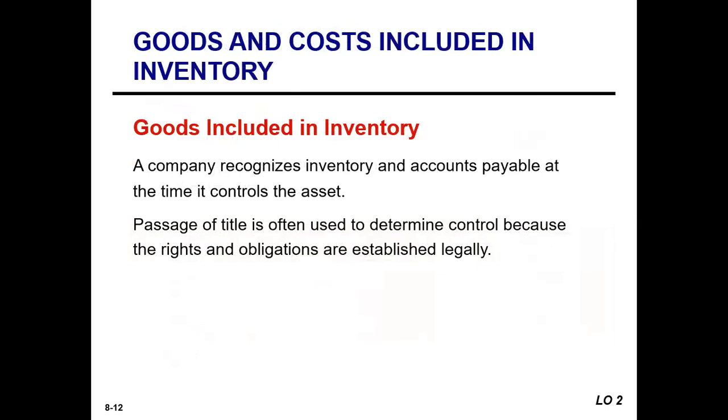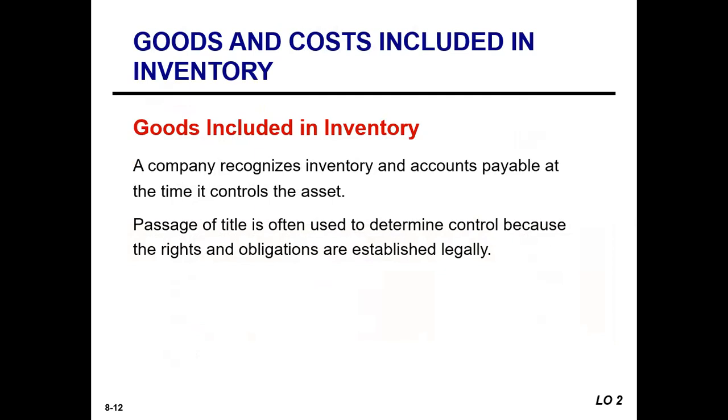All right, so goods included in inventory. A couple of things we have to keep in mind are goods in transit, goods on consignment, and goods that are damaged or obsolete. So there are a few issues in dealing with goods that we include in our inventory. And it shows here a company recognizes inventory and accounts payable at the time it controls the asset.